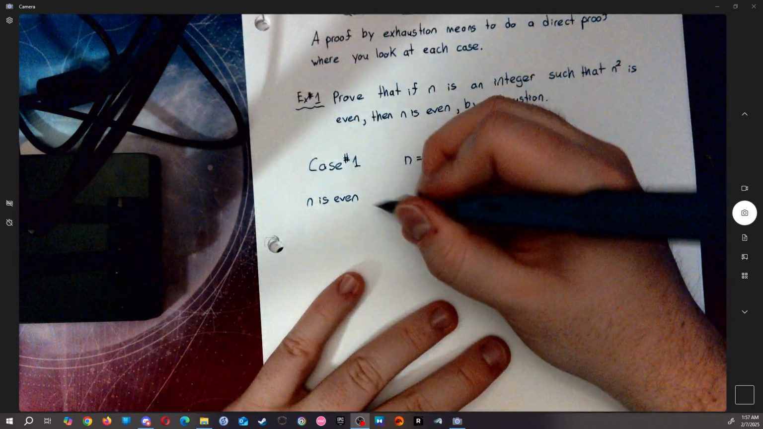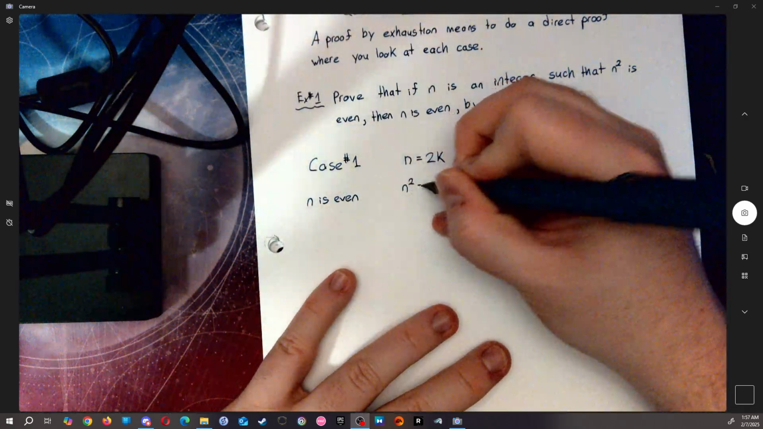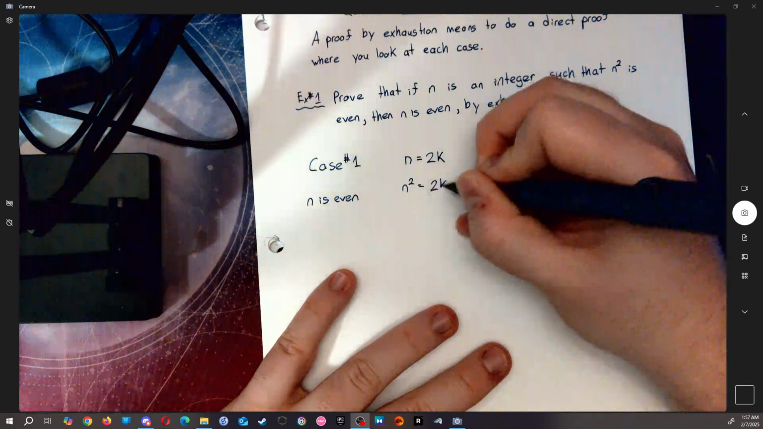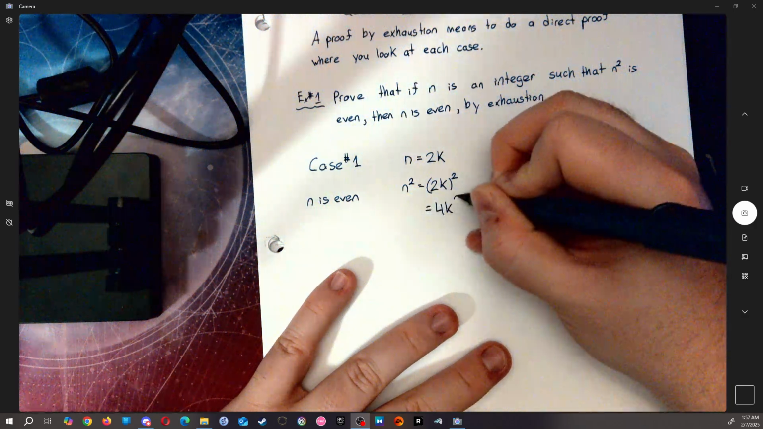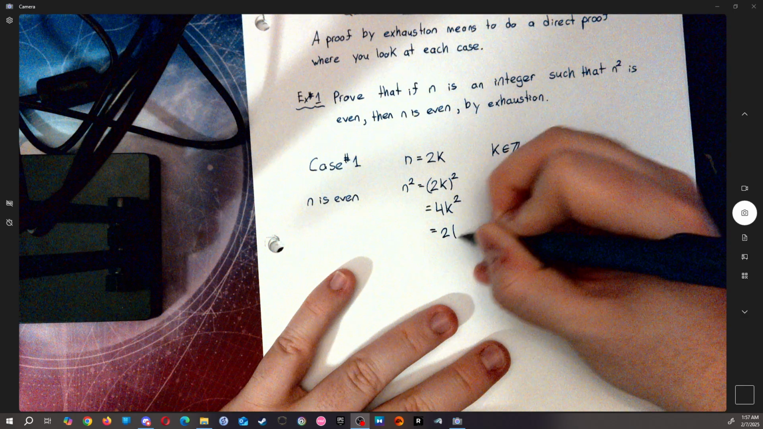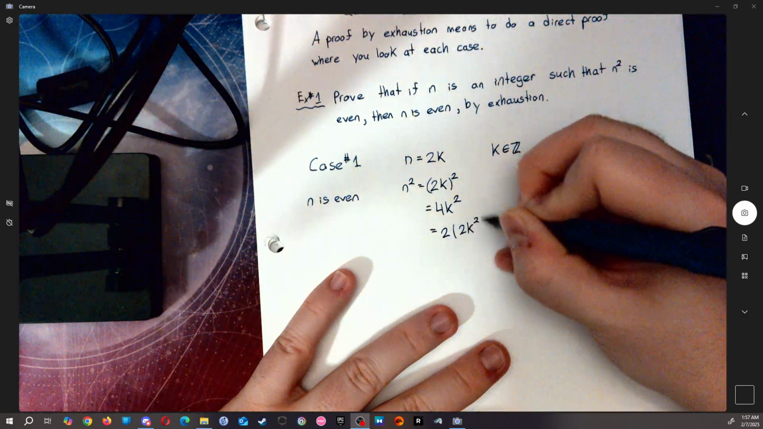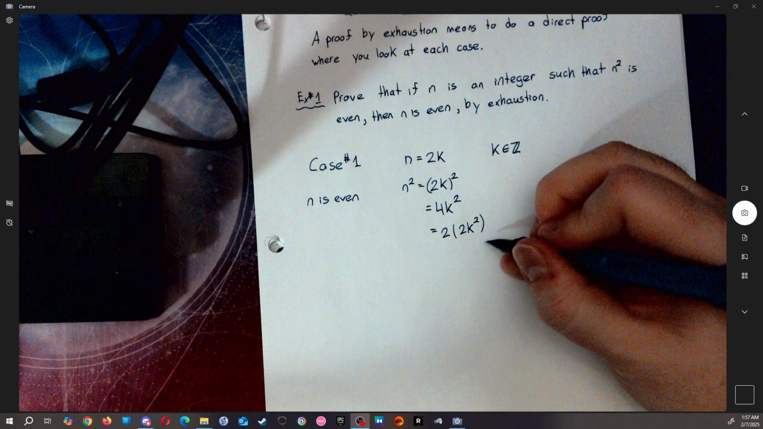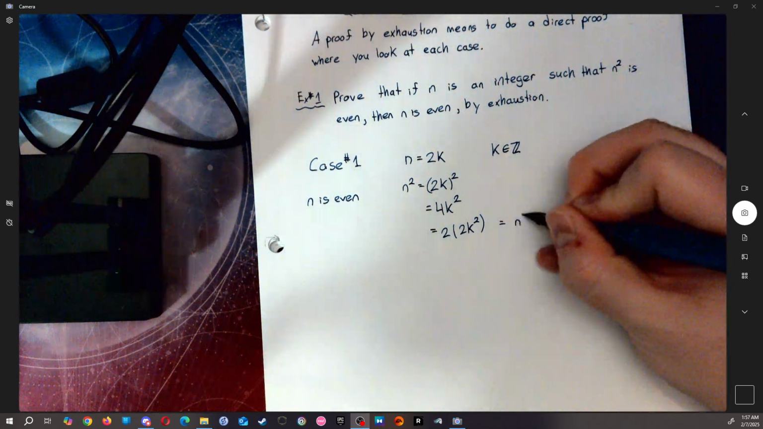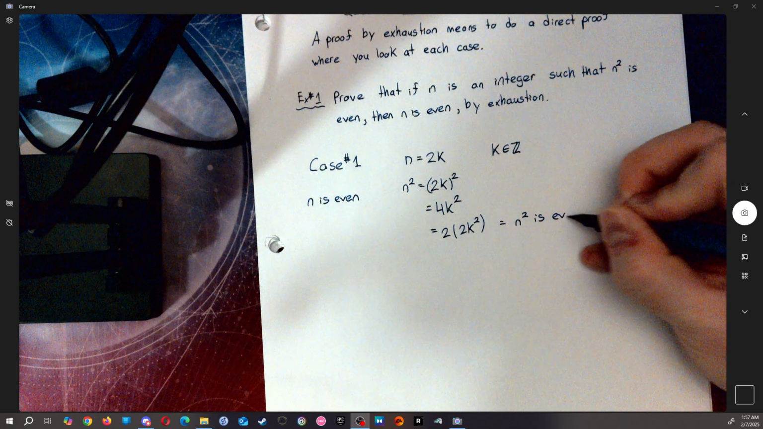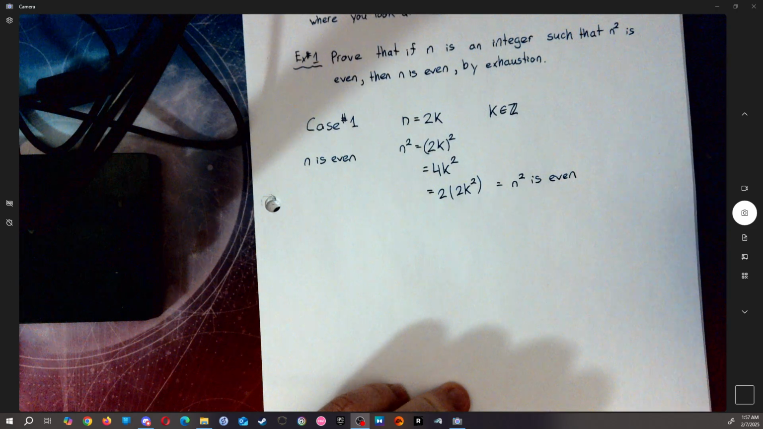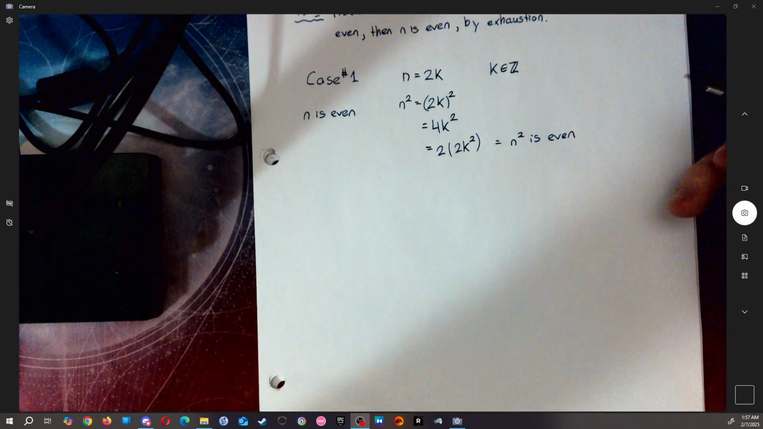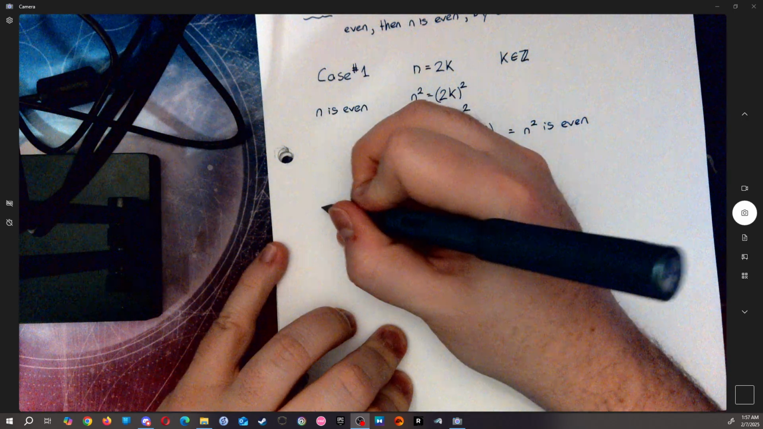And now, in order to prove that n squared is even, I just need to square this side as well, so I just end up with 2k, the whole bracket squared, which just gives me 4k squared, and then of course, I can factor out a 2 out of 4k squared, and this shows me that n squared is even. So when I have an even number and I square it, assuming it's an integer of course, then I also get an even number, and now I just need to look at case 2.